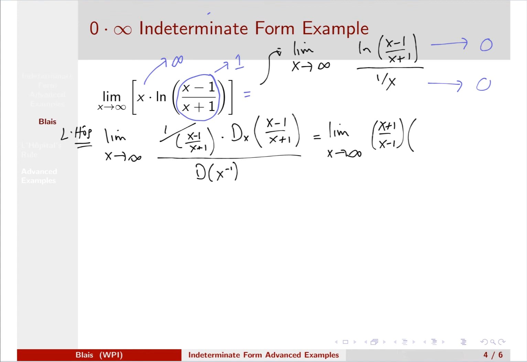And then for this second term, we need the quotient rule. So we have the denominator times the derivative of the numerator, which is 1, minus the numerator times the derivative of the denominator, which is 1, all over the denominator squared. Then this is divided by the derivative of x to the minus 1, which is minus x to the minus 2.